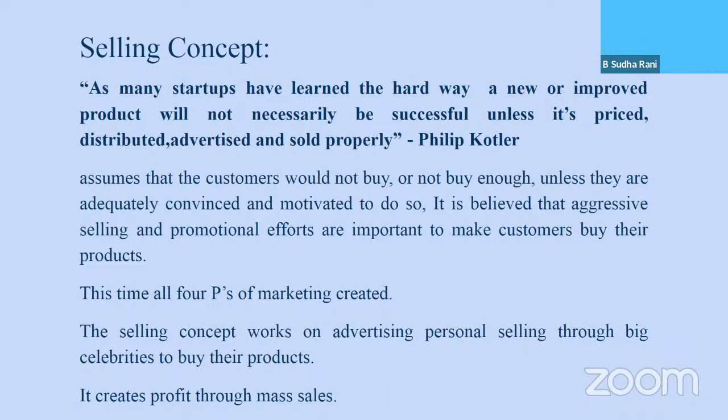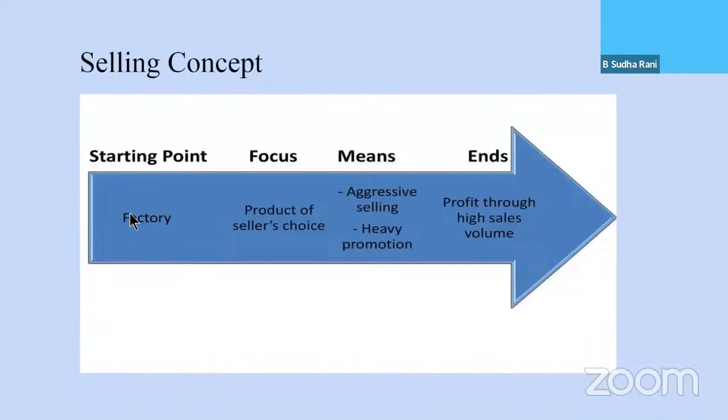Out of 10 sellers, only 4 are giving their advertisement and trying to reach the maximum consumers through promotional efforts. So automatically the consumer will know about those 4 sellers and their products only. That is how they have more sales and create profits. So this is the starting point, the factory. In the factory, you create the product, focus on the seller's choice, and give aggressive, heavy promotion, and make sure you have aggressive sales so that you end up with good profits from a high volume of sales.